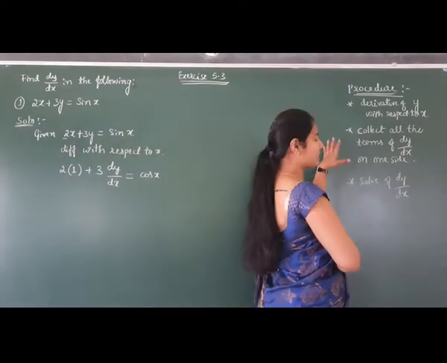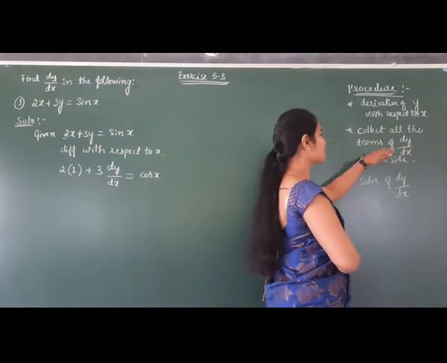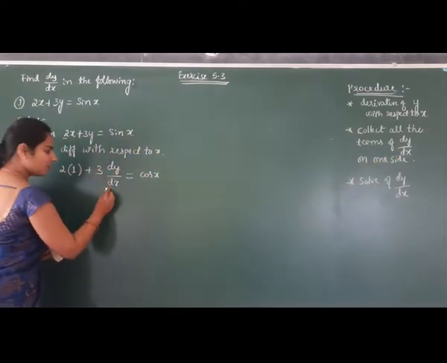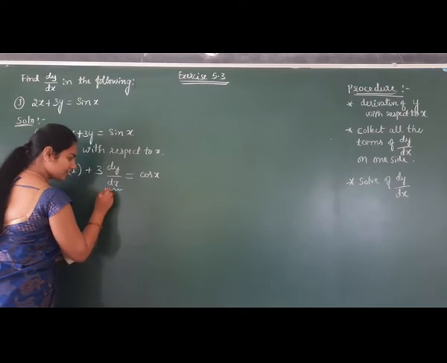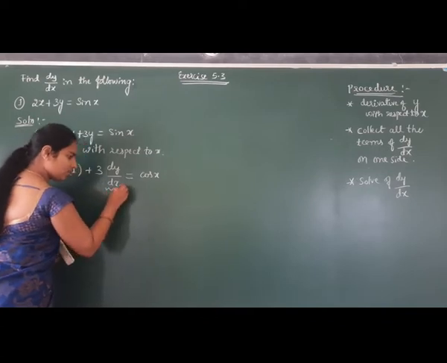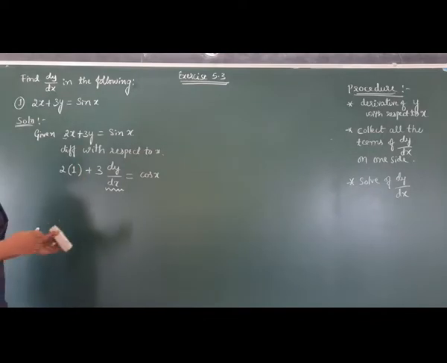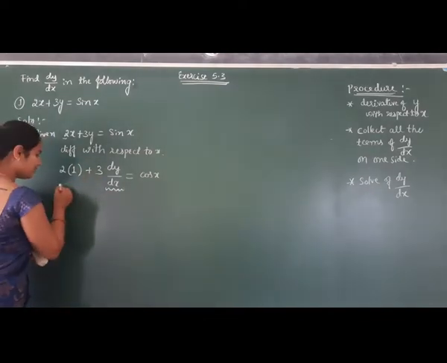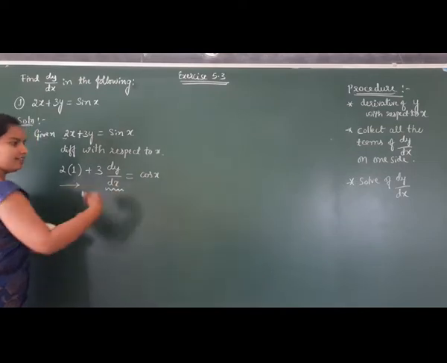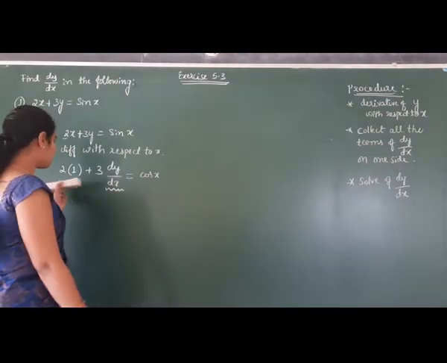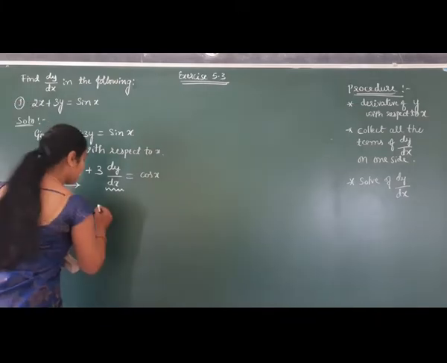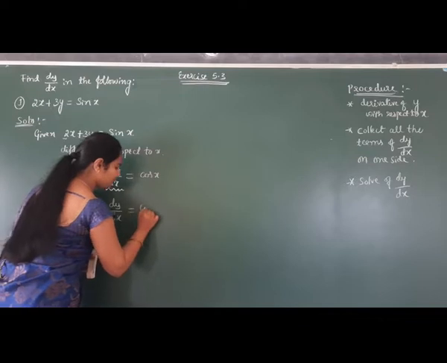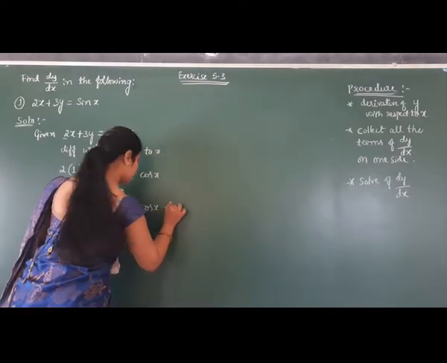In the second step, we collect all the terms of dy by dx on one side. Here there is only one term of dy by dx, so there is no need to collect the terms. Now I will transfer 2 into 1 to the right hand side. 2 into 1 is 2. So then we have 3 into dy by dx is equal to cos x minus 2.